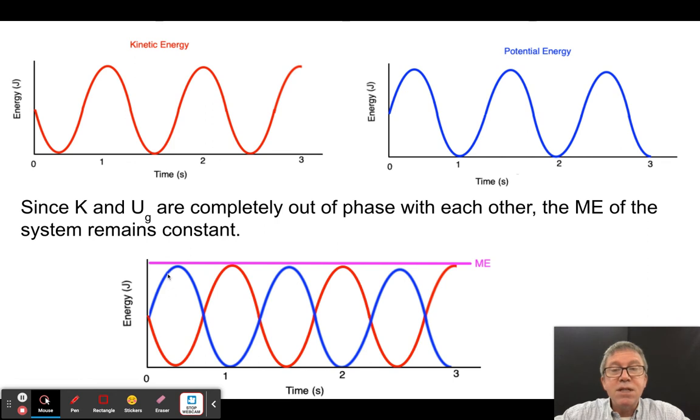If I was to sum up the values of these two and plot it versus time, I would get this. It's so cool. The mechanical energy stays constant as potential energy and kinetic energy are constantly doing the opposite of each other.